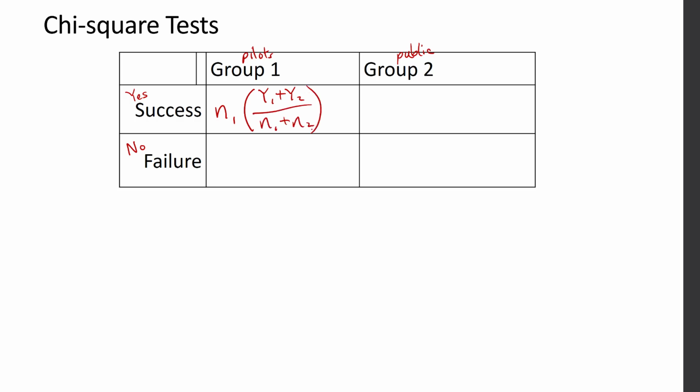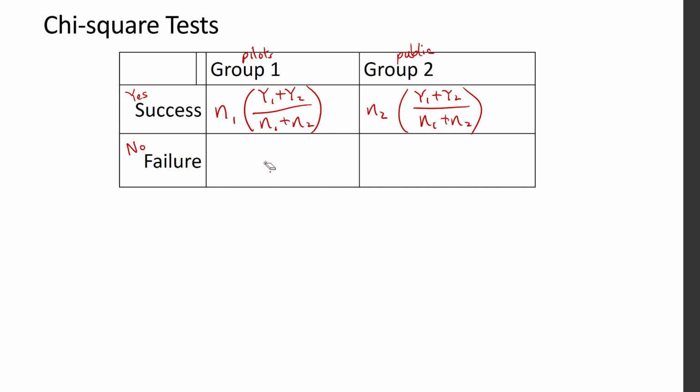Good. And the same logic would apply for group 2. We would expect n2 times the probability, which is y1 plus y2 over n1 plus n2. All right, good. Now, if the number of successes, excuse me, is n1 times y1 plus y2 over n1 plus n2, and we expect that many successes, that many to say yes, how many do we expect to say no? How many failures do we expect?